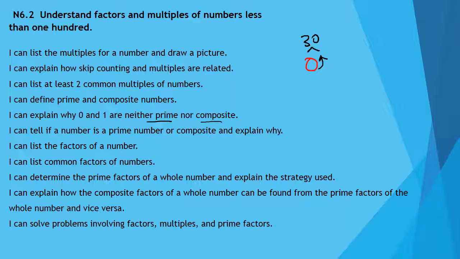Okay, same with 1. If we tried to put 1 in a factor tree, well, that just means we're going forever, because we're not getting anywhere, are we? Okay, so the number 1 and the number 0 can't be prime or composite. They just cannot live in the factor tree. I can tell if a number is prime or composite and explain why.